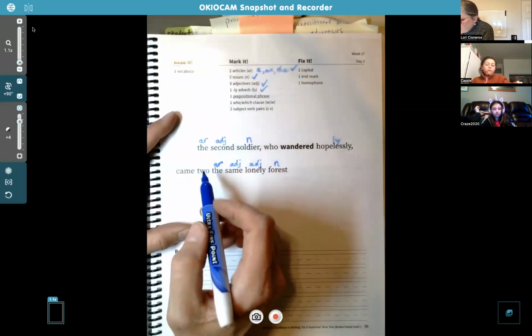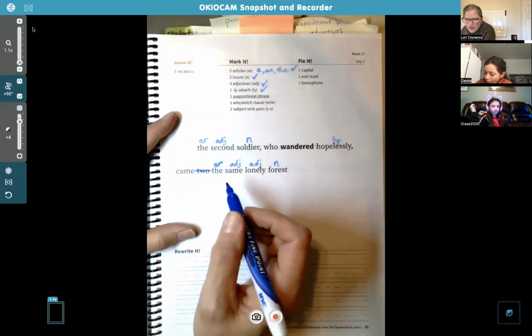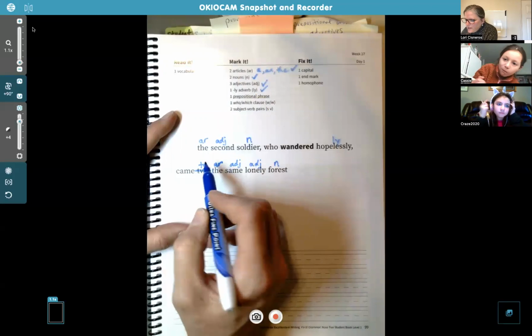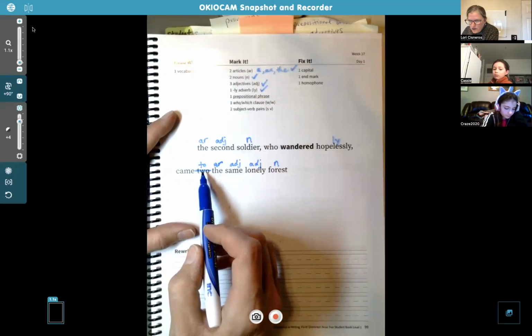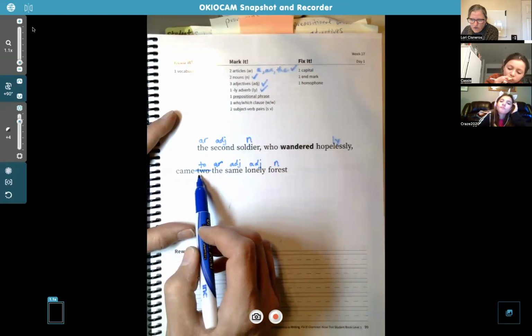Because we need to fix this to right here. This is page 99 now. Okay. I got it. Okay, so that should be T-O. So that means it's a preposition. So that's going to be the first word of the prepositional phrase.